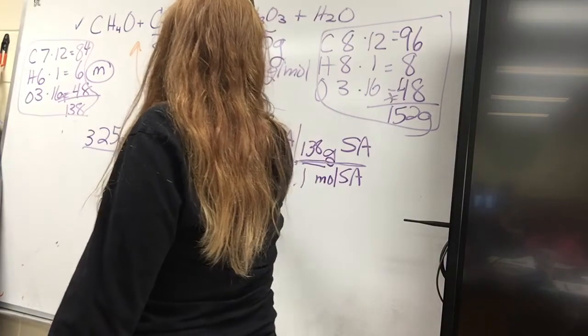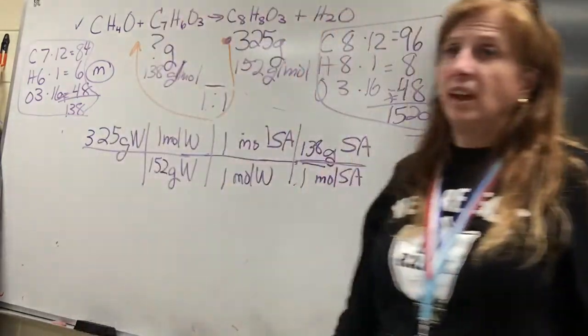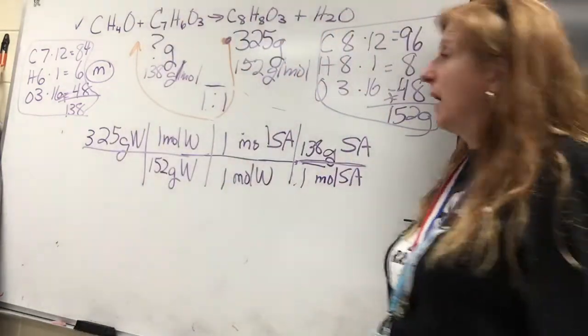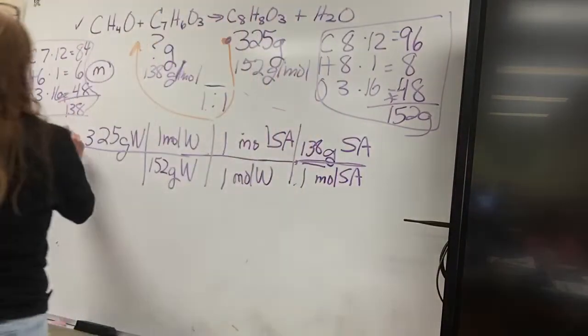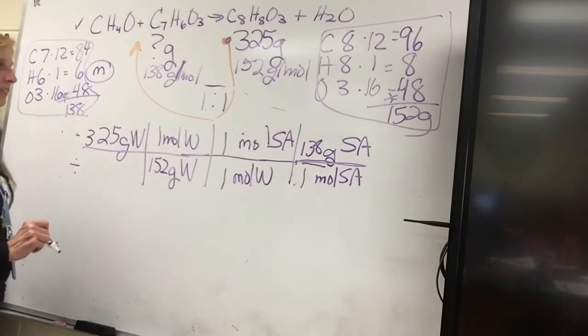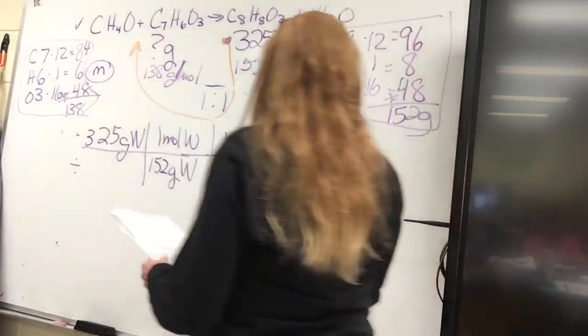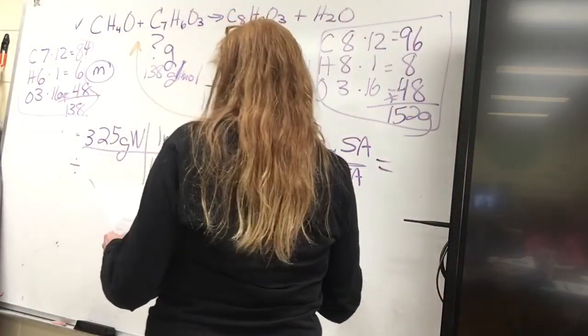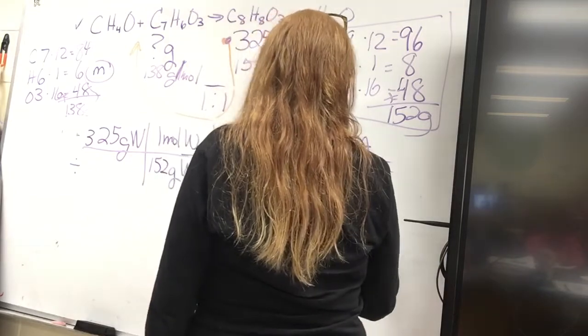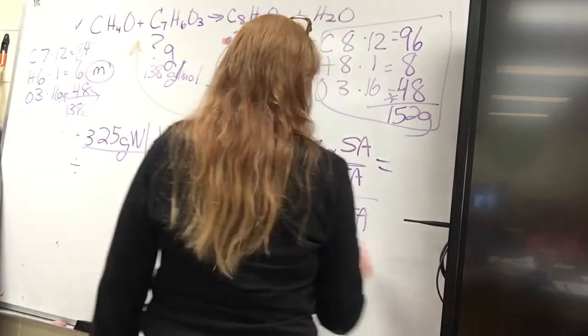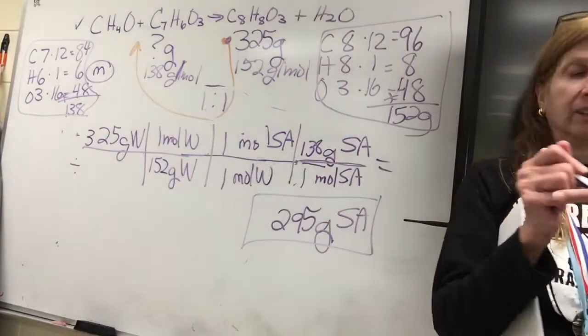Let me get rid of that. It's a little confusing looking. Now we just let our calculator do the math for us. Any number on top gets multiplied. Any number on bottom gets divided. Put it in your calculator and see if you get the right answer. 295 grams of salicylic acid. Salicylic acid is aspirin.